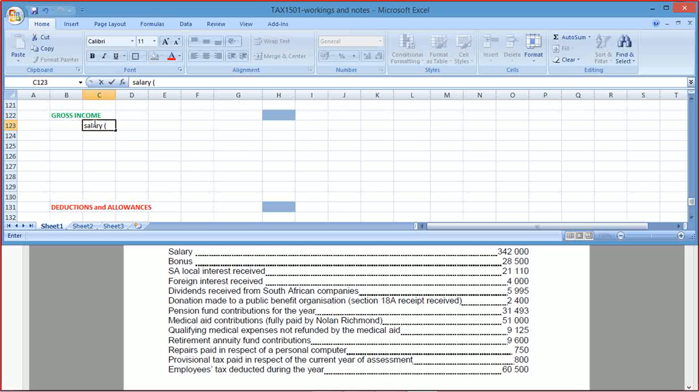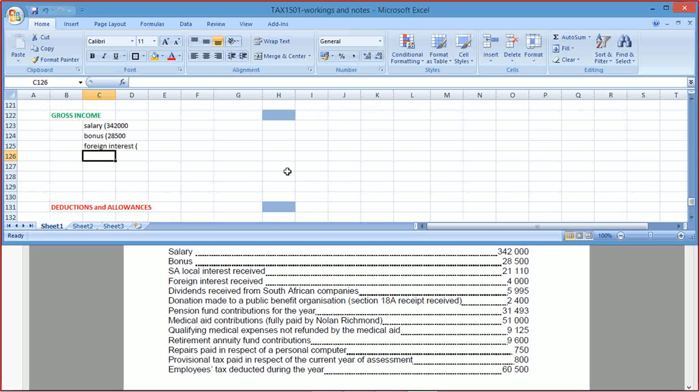Salary, how much? 342. Next, bonus. What is that? Gross income. How much? 28,500. Next, foreign interest received. That's again gross income. Remember, gross income is everything that you get. Do you agree? Foreign interest, how much was that? Just read the figure here. Oh, sorry, I skipped one.